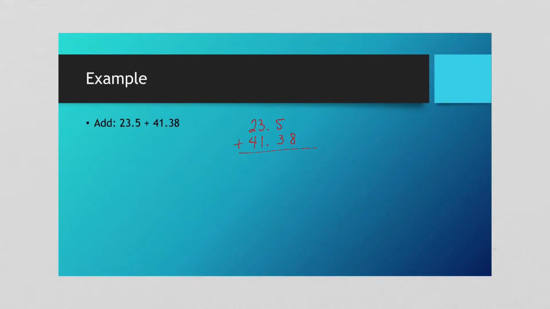Okay, so since I don't have a number there, I'm just going to place a 0 at the end. That 0 does not change the value of this at all. And then you just add from right to left, just like we would any other number. And keep that decimal in the same spot. Bring it straight down. So 0 plus 8 is 8. 5 plus 3 is 8. 3 plus 1 is 4. 2 plus 4 is 6. There you go. There's your answer.